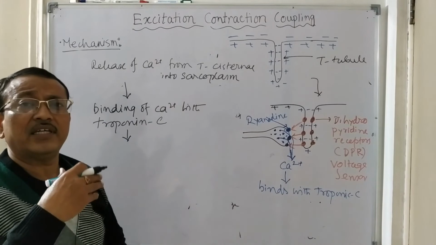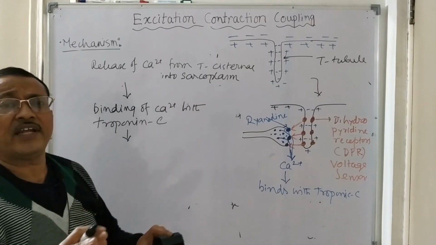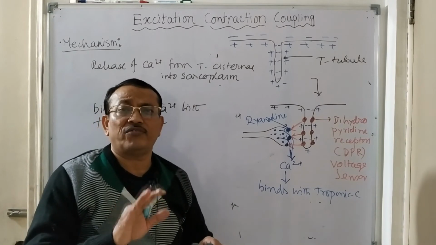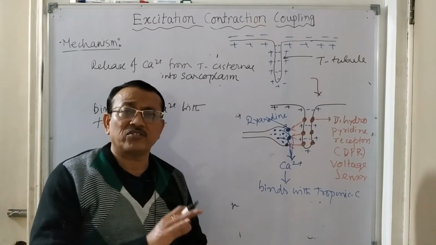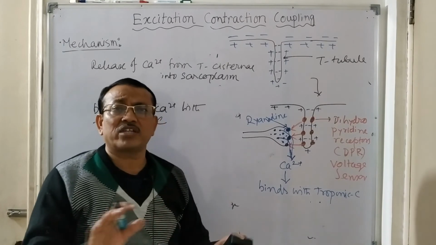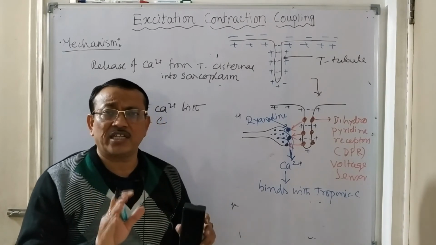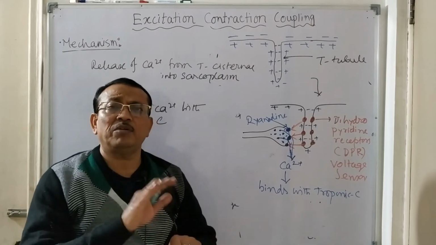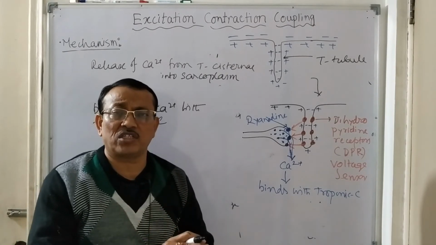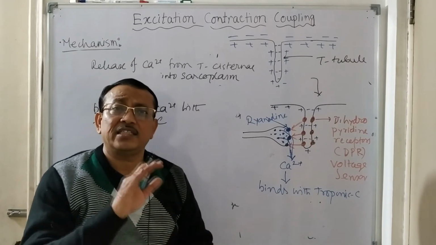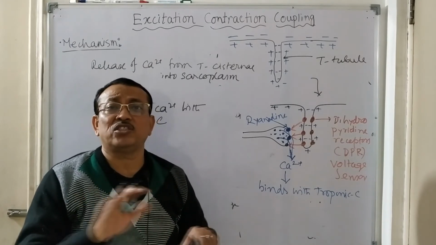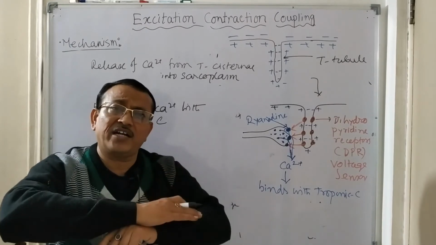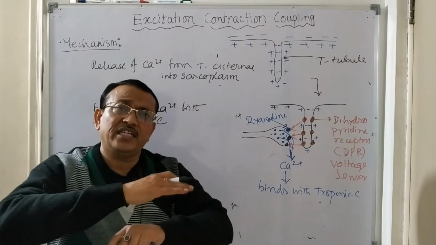This ultimately results in the uncovering of the actin binding site of the myosin head. Generally, muscle contraction takes place because of actin-myosin complex formation. And this actin-myosin complex is not formed in the resting condition because their active binding site is covered.